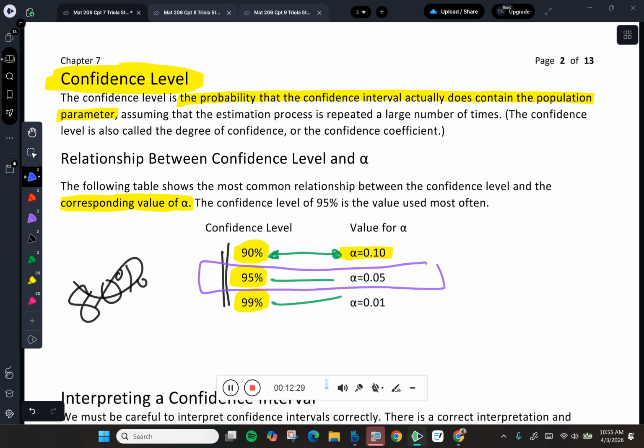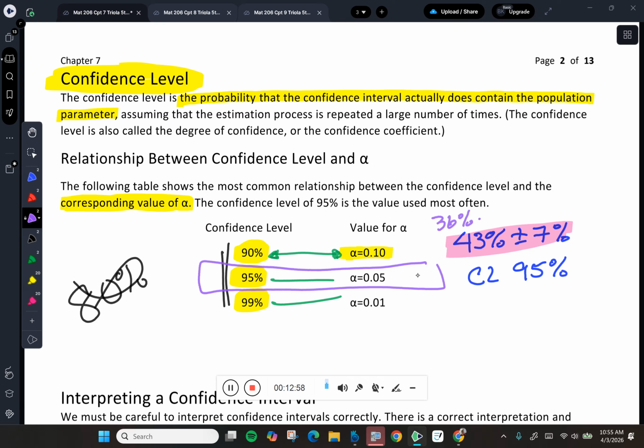So if someone came at you and said that they had a confidence interval of 43% plus or minus 7%, and their confidence level was 95%, what they're saying is that this interval, the 43% minus 7%, which would be 36% on the low end, all the way up to 43% plus 7%, that'd be 50% on the high end, that they are 95% certain, or that they have a 95% probability that that interval will contain the actual population parameter.